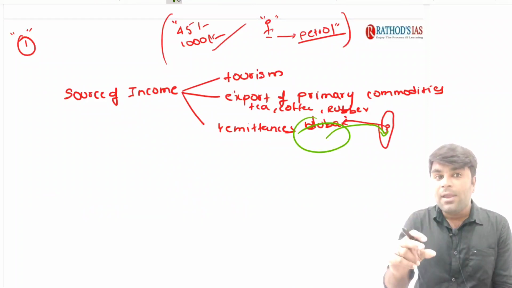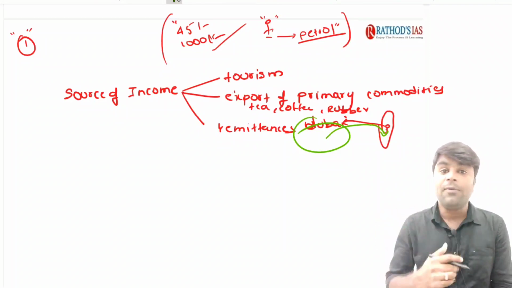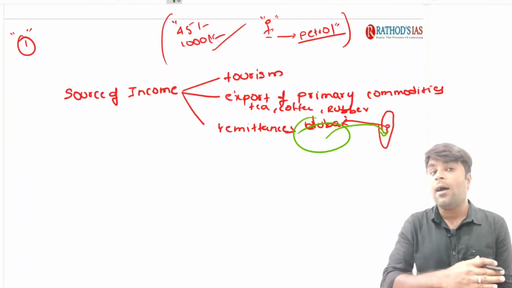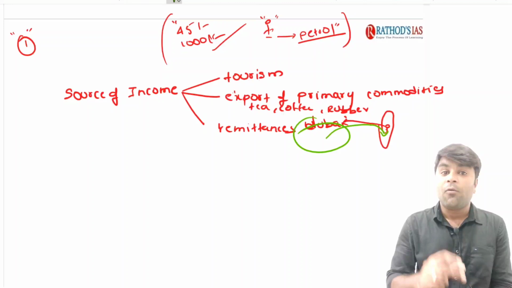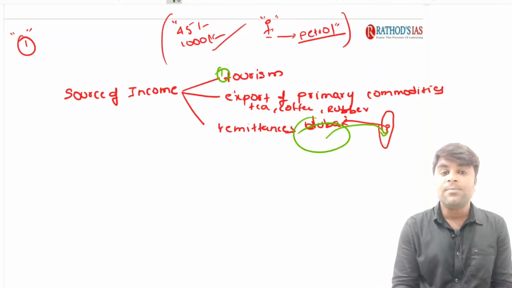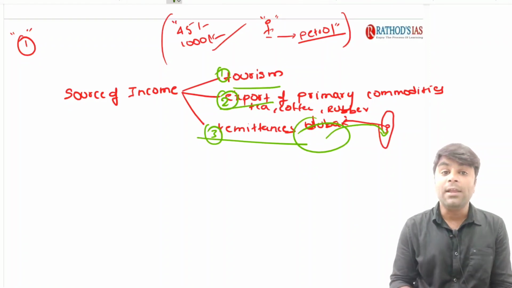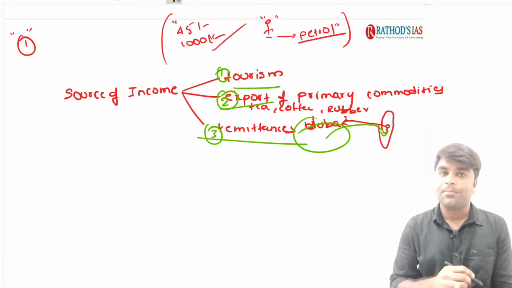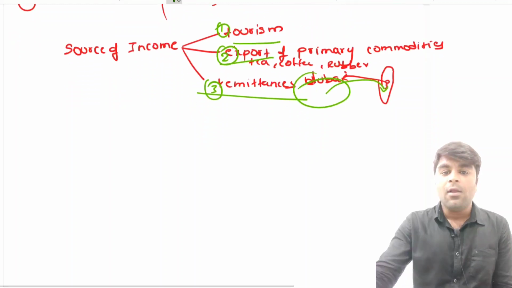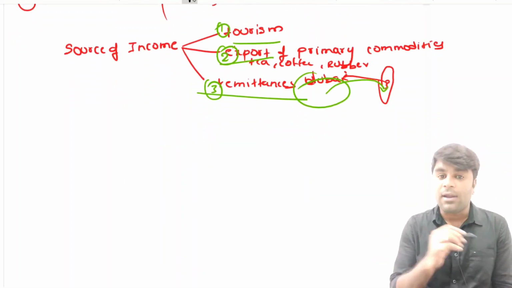In the same way, many Sri Lankans are working in different countries all around the world, and they are sending money back to Sri Lanka. We call that money remittances. So tourism, export of primary commodities still in the 21st century, and remittances are the three main sources of income for the Sri Lankan government. Now let us try to understand why these important sources of income have fallen.